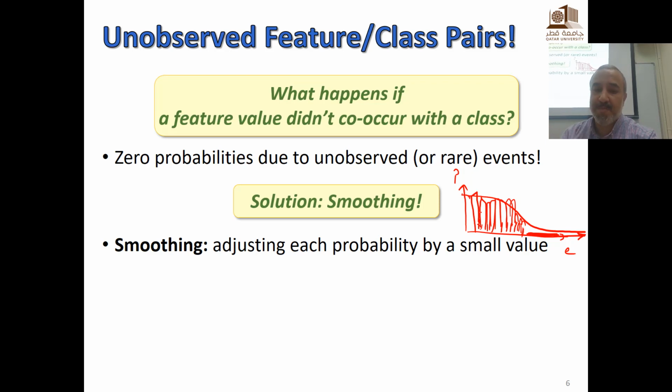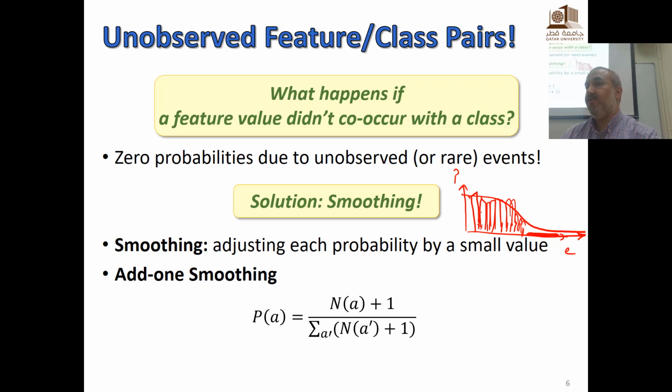One method of smoothing is called add-one smoothing. What do we mean by add-one smoothing? We will assume that every possible event happened at least once. So we will add 1 to all counts that we have. For example, a feature appeared with a specific class 3 times. Instead of taking 3 as the count, we will add 1 to it, so it will be 4. What if it didn't occur at all? It will be 0 plus 1. So we will add 1 to every possible combination of the features with the classes.